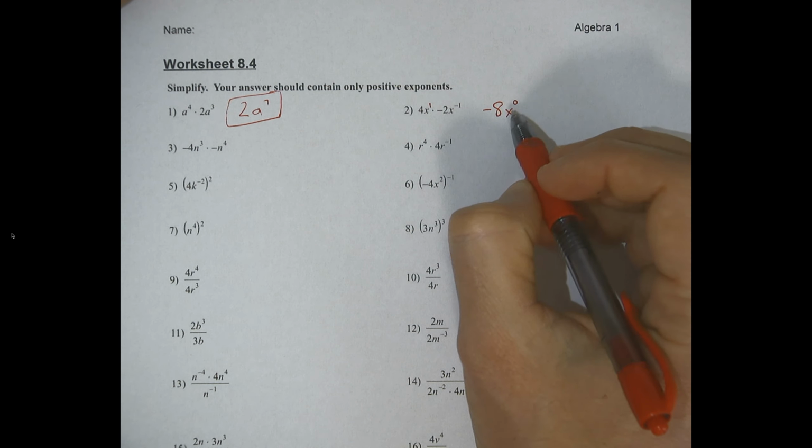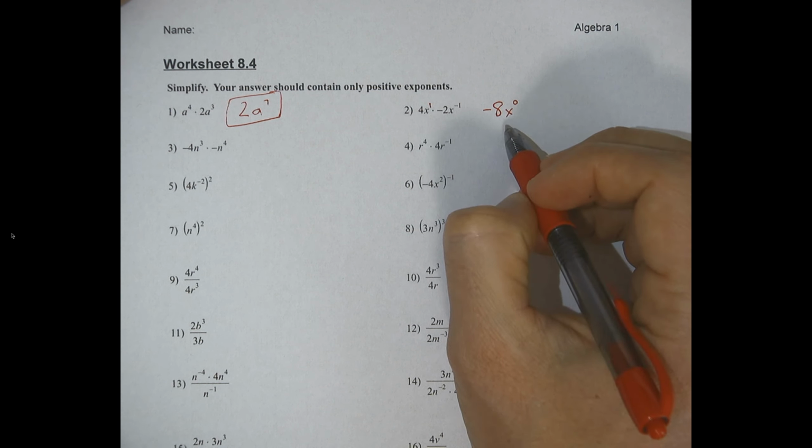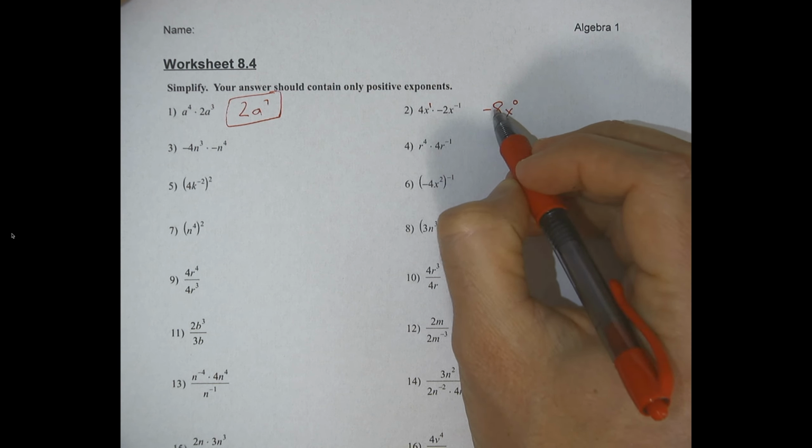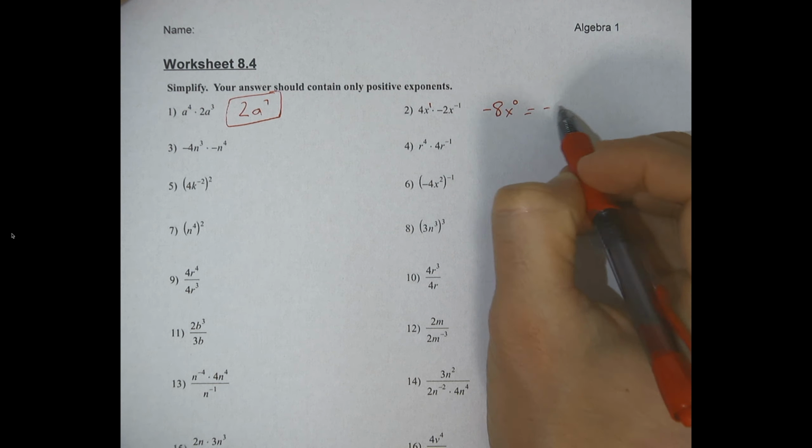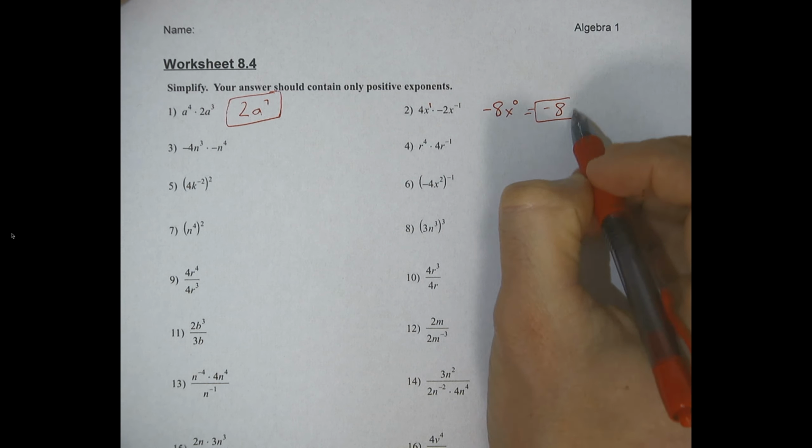But we would never leave that. We know anything to the 0 is just 1. And so it basically just goes away. This is negative 8 times 1. And so our final fully simplified answer is just negative 8.